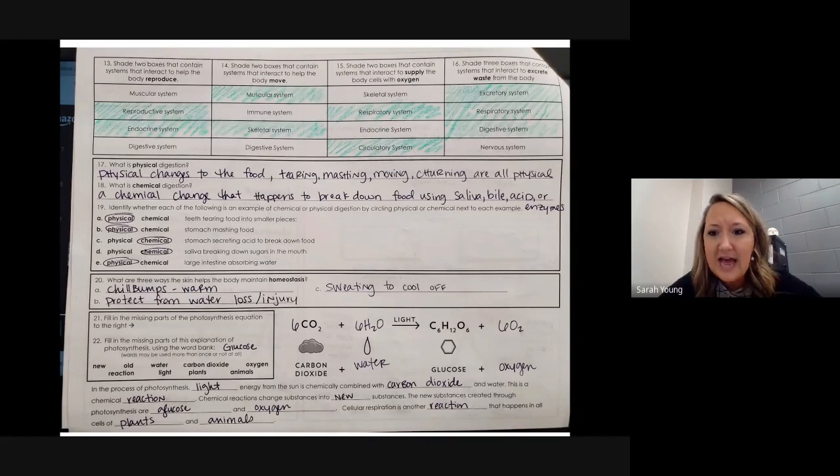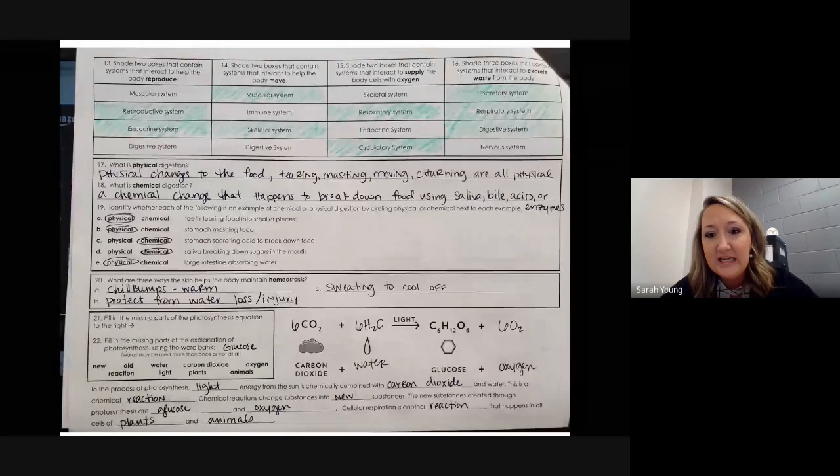All right. On the last one, you were supposed to shade 3 boxes that contain systems that interact to excrete waste. So they get rid of something. That would be the excretory system. That's the system, remember, that contains the kidneys and helps to filter liquid waste from the bloodstream. The respiratory system gets rid of gaseous waste in the form of carbon dioxide. And your digestive system gets rid of solid waste through your intestinal tract.